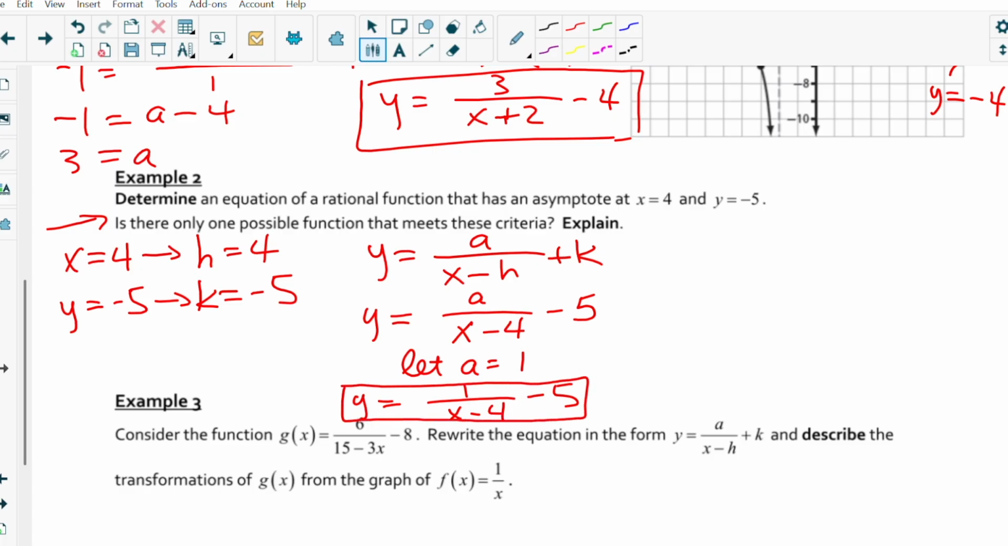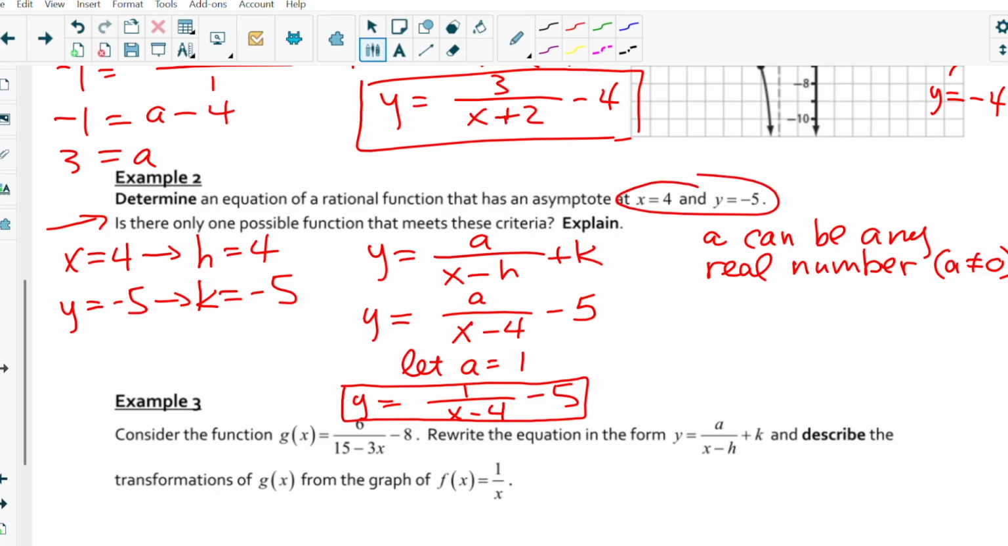Is that it? A can be any real number except a does not equal 0. And you can write an infinite number of equations with these two asymptotes and any a value not equals 0.